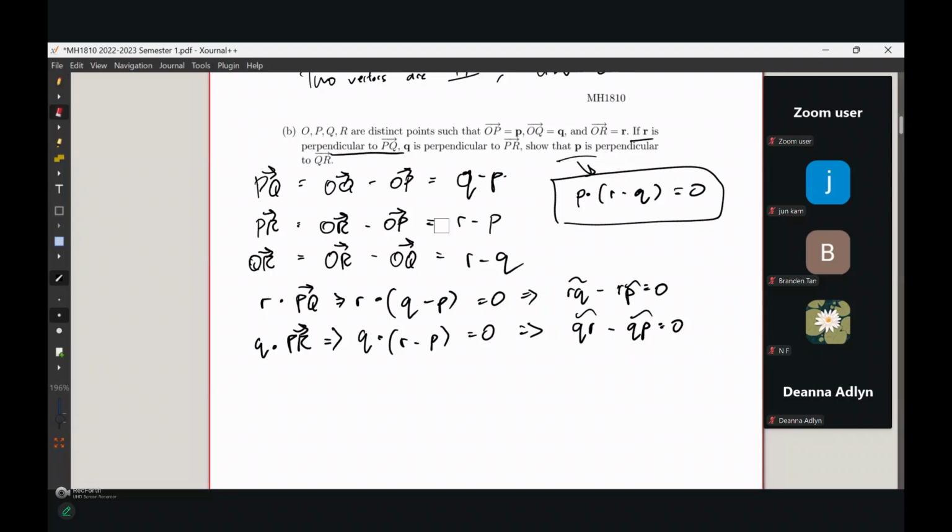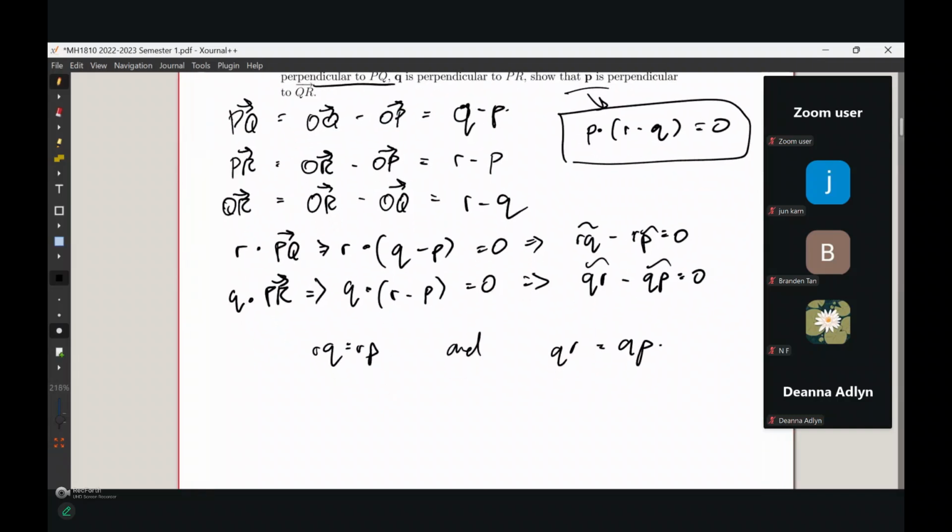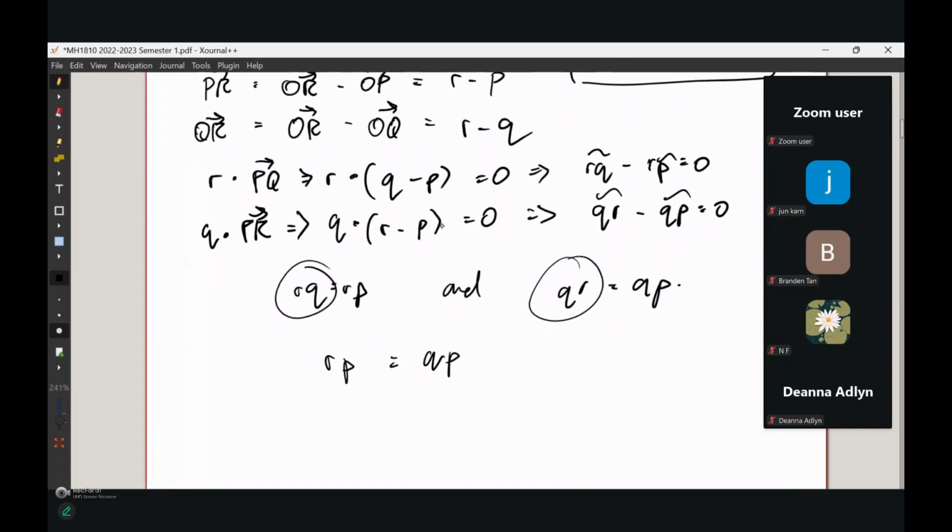You just try and manipulate them. Notice that we have RQ and QR here. We can substitute them, so we have R·Q equals R·P, and Q·R equals Q·P. We can equate them and write R·P is equal to Q·P, because RQ and QR are equal.